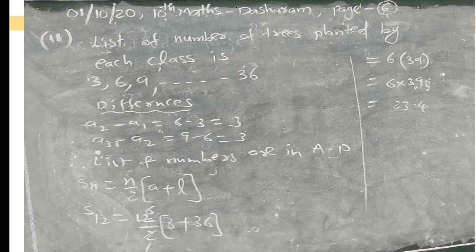Now we have to find out the total number of trees planted by all the classes. So that means total how many classes are there? 12 classes are there. So then S12 equals 12 by 2 into (3 + 36). So then the answer is 234. So total trees planted by all classes is 234.